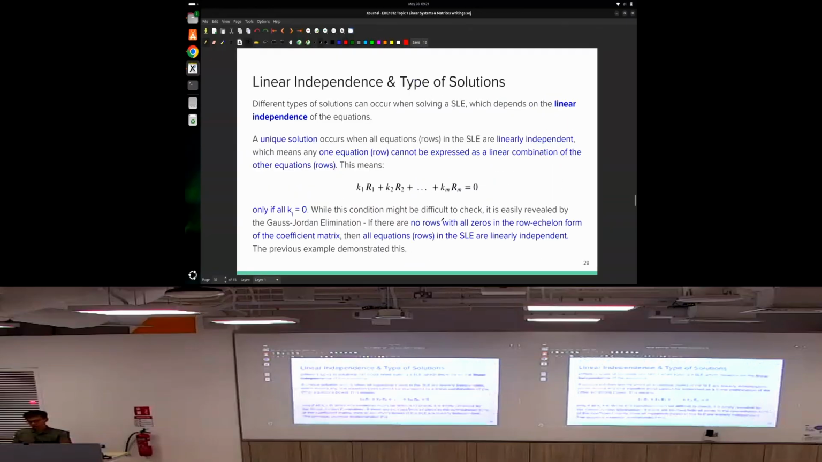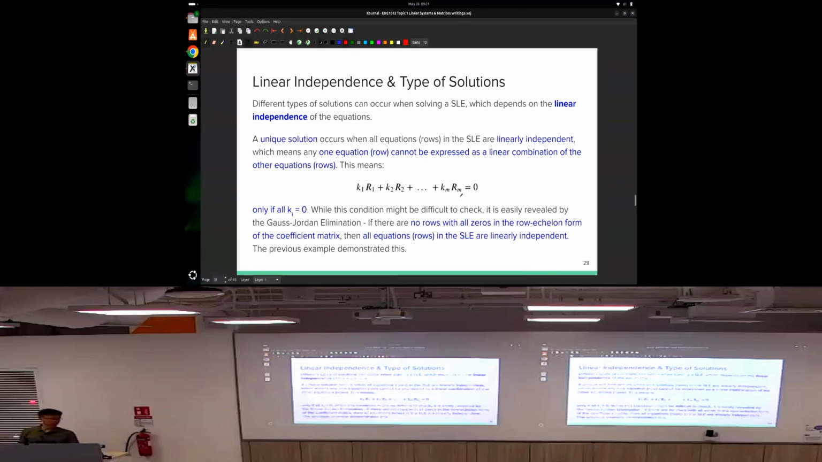So now we talk about linear independence and types of solutions. What is the meaning of linear independence? Now, the fancy terminology is defined by this equation.